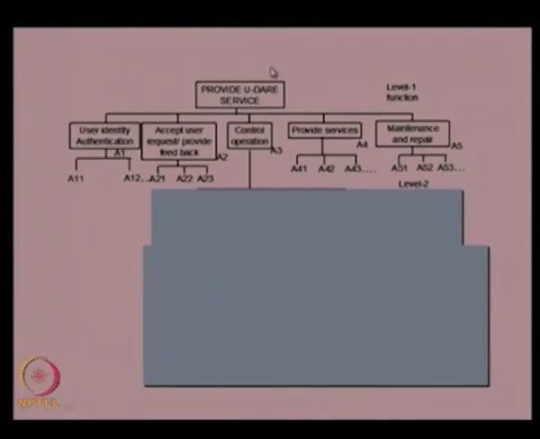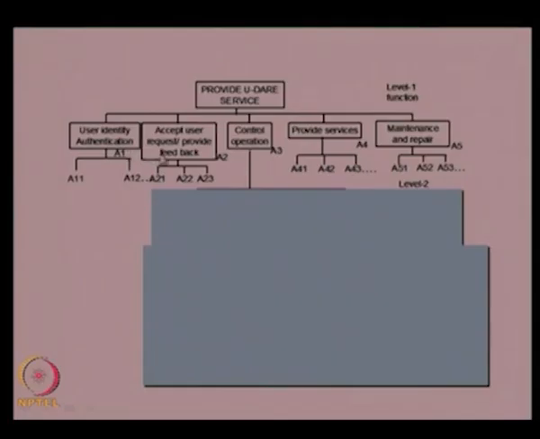Then we will get the hierarchical function structure, and that is what is shown here. So you can see that level 0 is provide UDARE services. So this is the function for providing the main function, that is the UDARE services. So that is the level 0 diagram. Then this level 0 diagram was decomposed into 5 functions, basically user identity authentication, accept user request, provide feedback, control operation, provide services, and maintenance and repair.